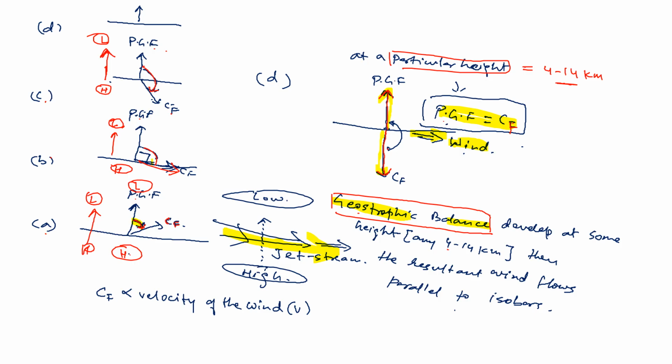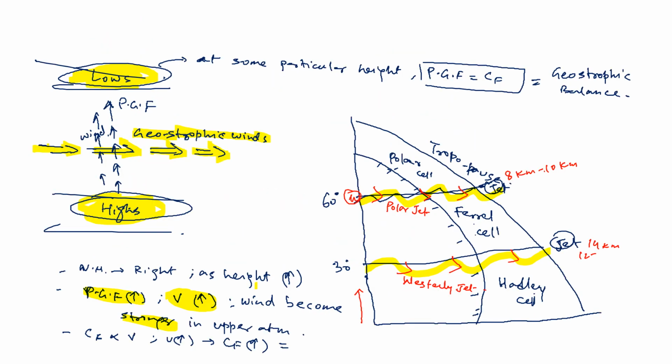Now there are certain locations where this situation is obtained. It could be any height up to 14 kilometers. For example, at 30 degree latitude, at the 12 to 14 kilometers height, geostrophic balance has been obtained because of the interaction between the Ferrel cell and the Hadley cell.